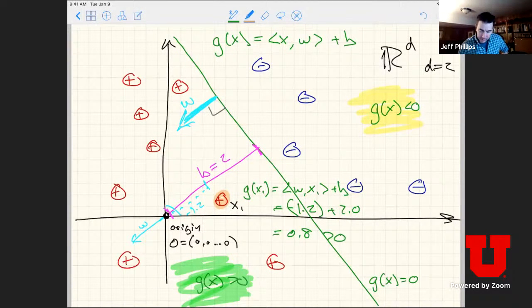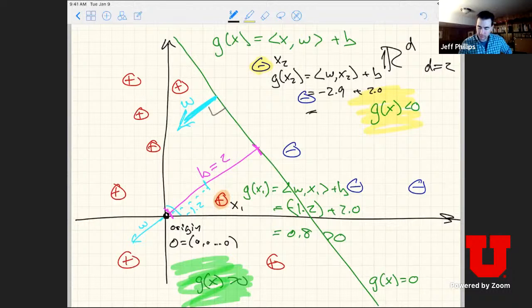If we look at instead this point over here, let's call this guy x2. g of x2 is the dot of w with x2 plus b. This is going to be something like negative 2.9 plus 2.0, which is equal to negative 0.9, and this is less than 0. So if I look at that point, it's on the other side of the line. It's too much for this offset b to recover. b could also be a negative value, and then it shifts the green line to the other side of the origin, or w could be pointing the other direction.